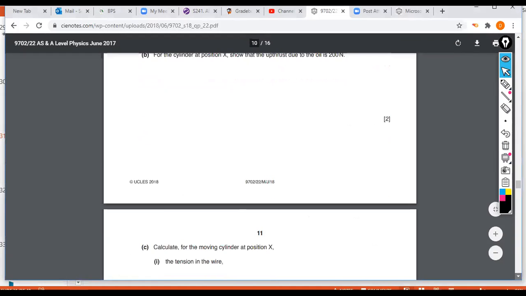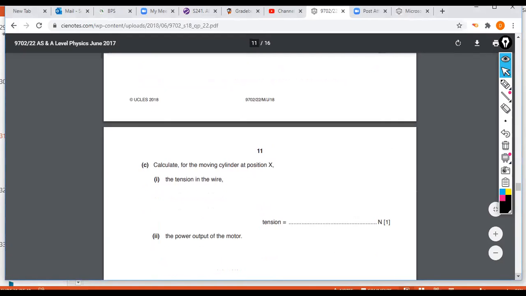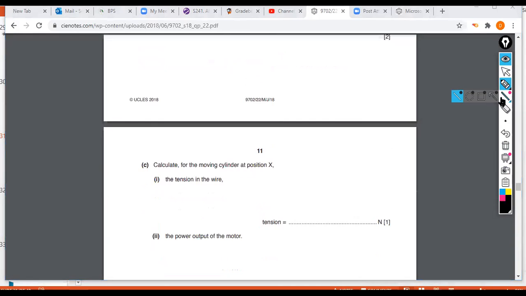The question goes on to ask, calculate for the moving cylinder at position X the tension in the wire. It's only a 1-mark question, and so we might expect that shouldn't be too difficult of a calculation. We really just do have to make sense of the concepts in order to make short work of this calculation. So the wire is pulling up on this cylinder, but it's saying at position X. Well, that's when it's sort of submerged in the oil.